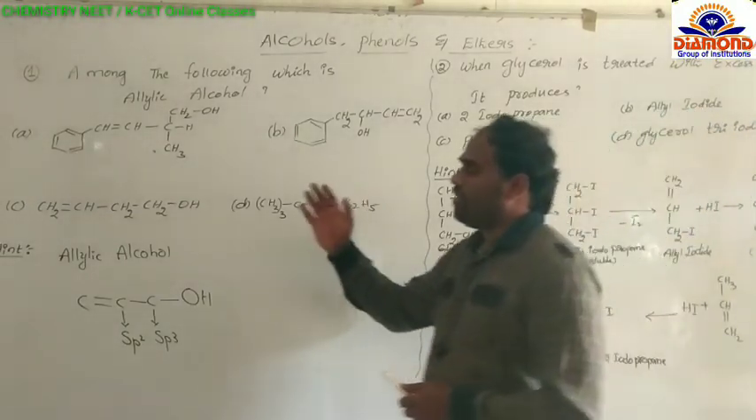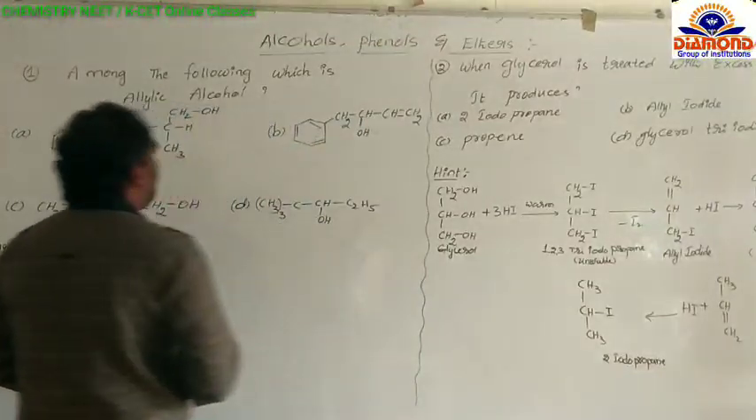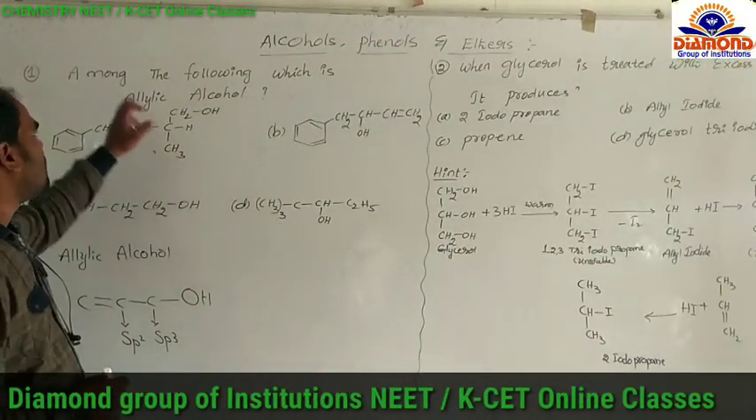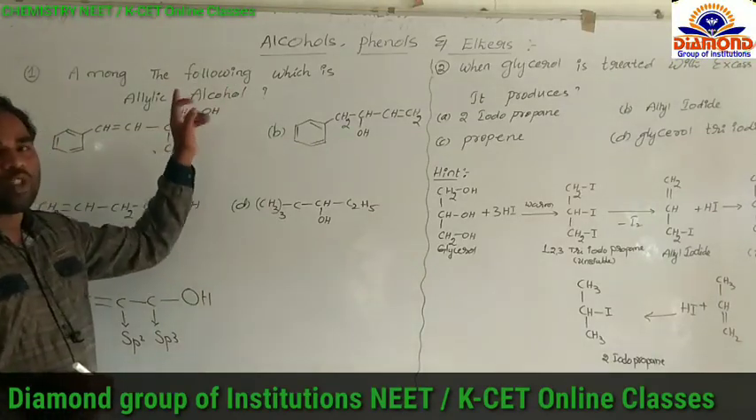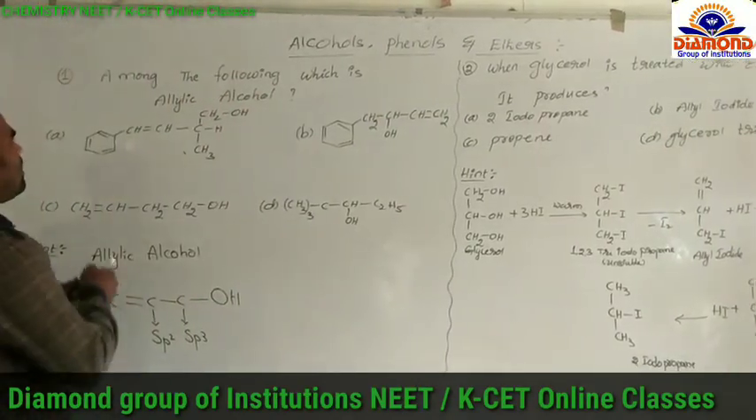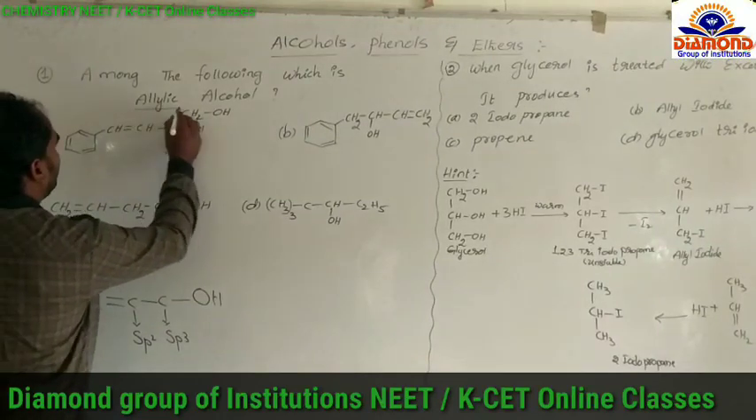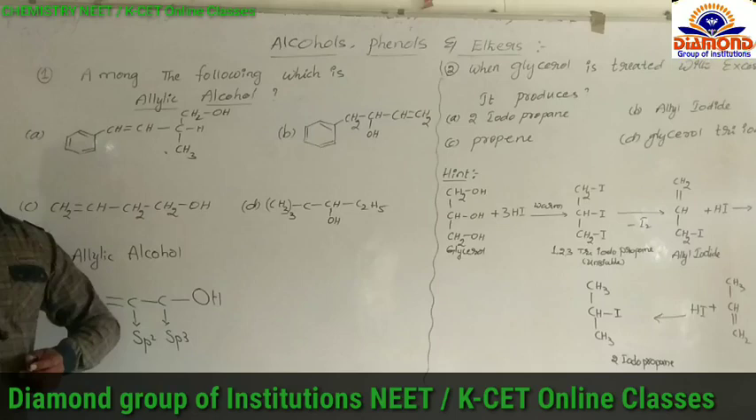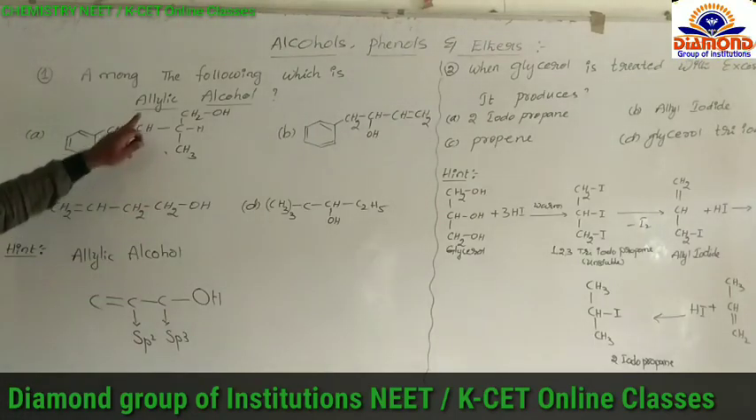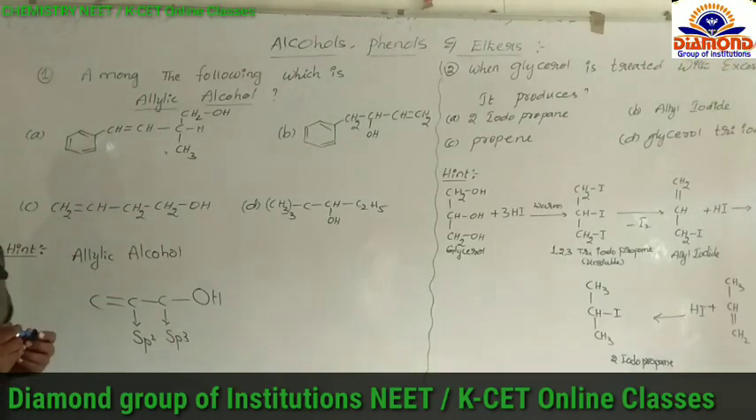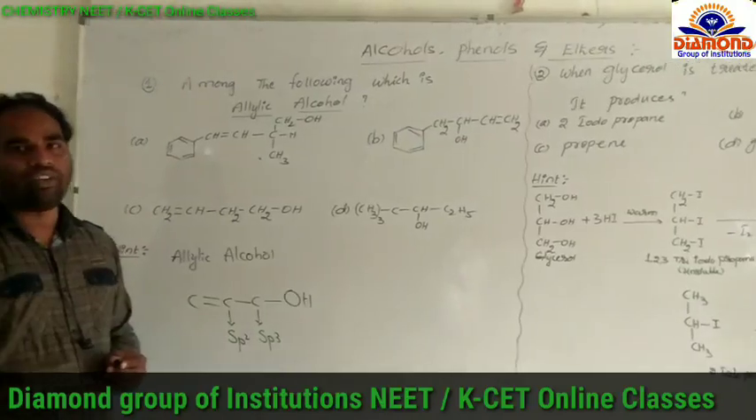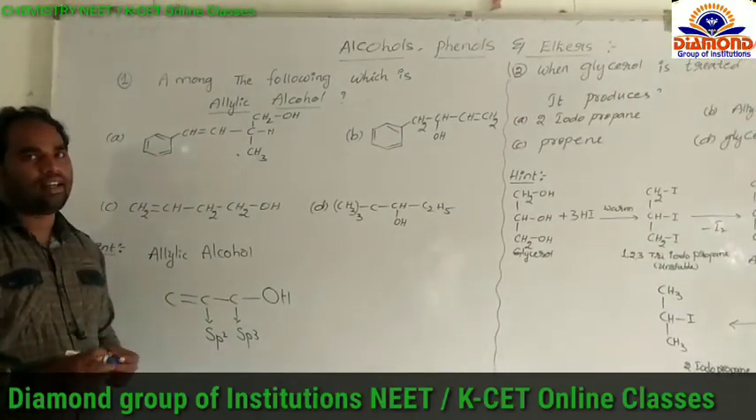In the first question, among the following, there are four options given. Which one is allylic alcohol? It is a Mains 2018 question. So from these four options we have to identify which one is allylic alcohol.